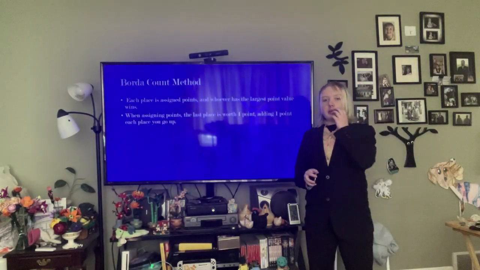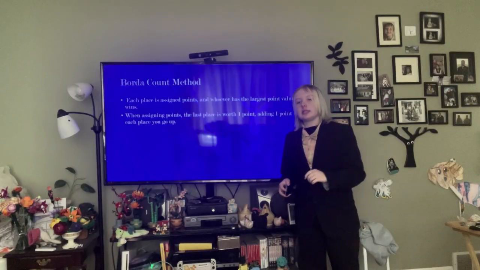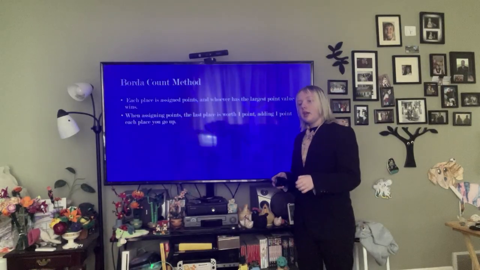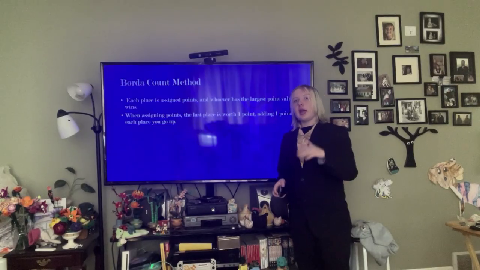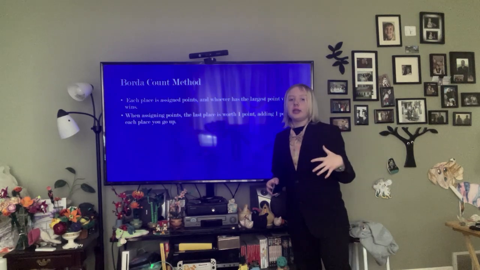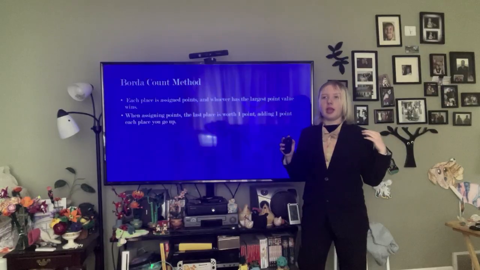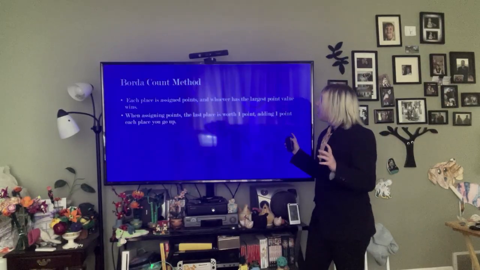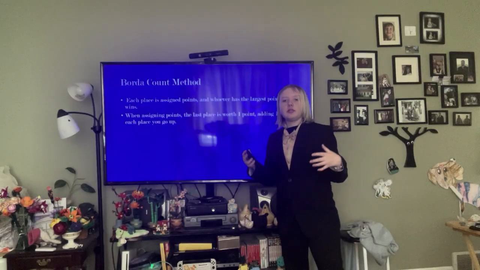Next is the Borda count method. The Borda count method is when each place is assigned points. When assigning points, the last place is worth 1 point, and then you add a point going up each place. So, if you have n places, then first place will be worth n points. Whoever has the largest amount of points in the end wins.